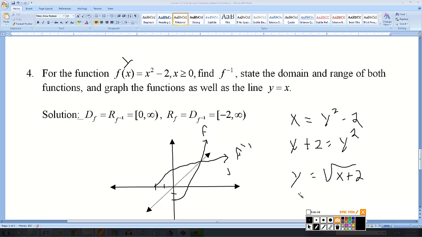Then I can rewrite it in functional notation. This would be f inverse of x, and this would equal the square root of x plus 2. So here you have your domain and ranges for the respective functions, and here you have the computed inverse of the function. f inverse of x is equal to the square root of x plus 2. This concludes this video.